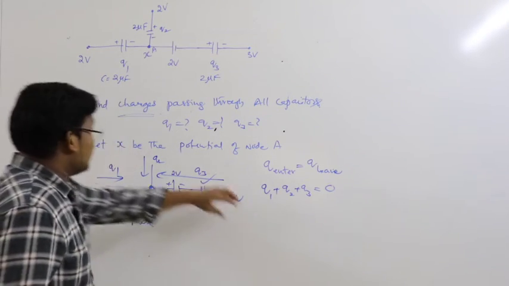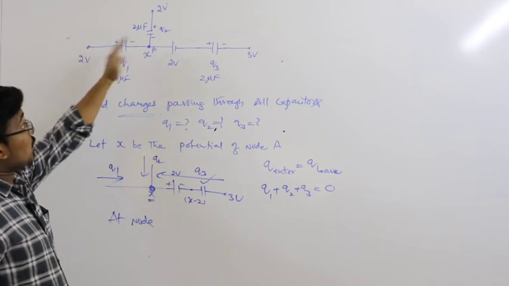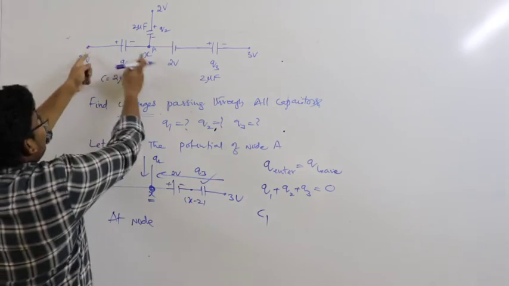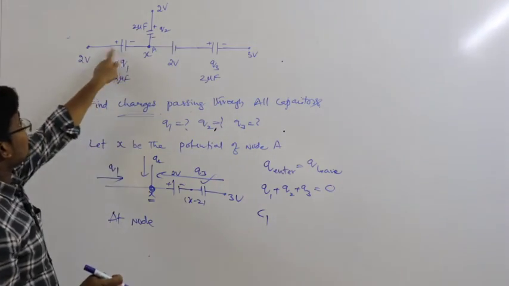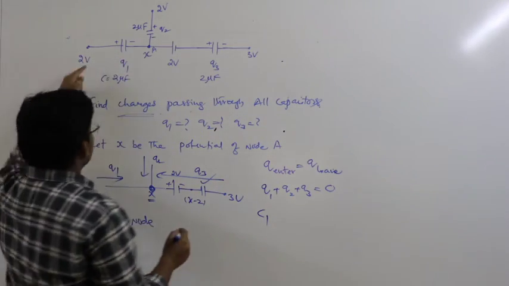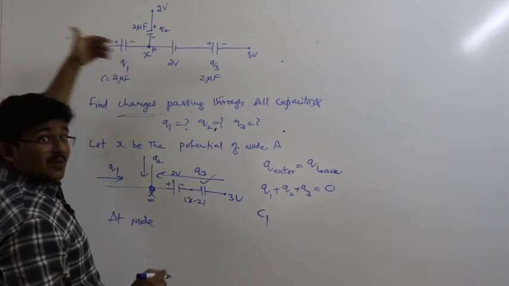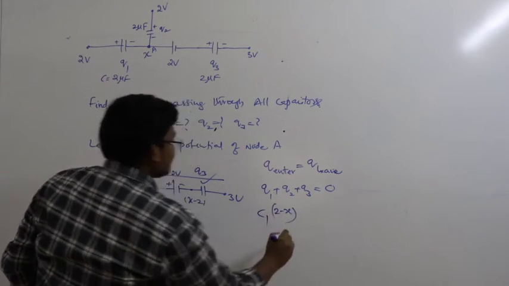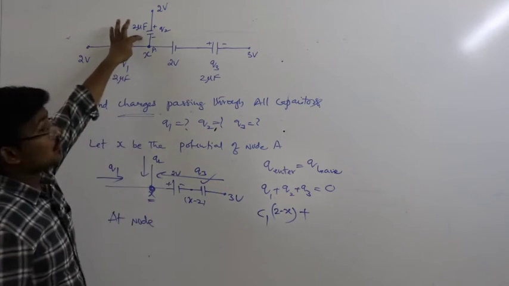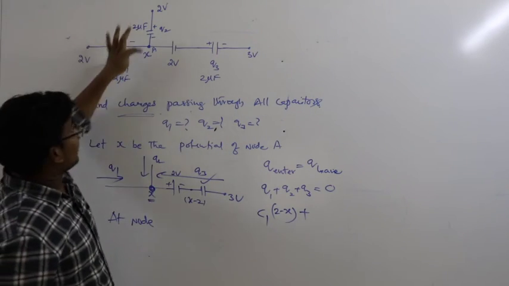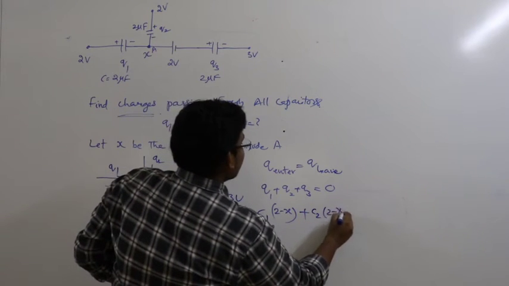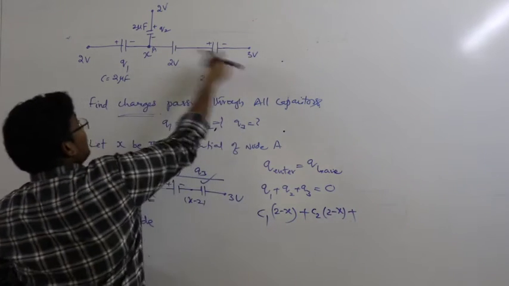Now what is Q1? C1 into the drop across C1. So C1 into what is the drop across the capacitor? This is 2 volts, this is X volts. So 2 is more, charge is coming, which means this end is more. So 2 minus X plus Q2, this is Q2, charge is coming, so 2 is more than X. So capacitance is C2 into 2 minus X, plus this is also coming.